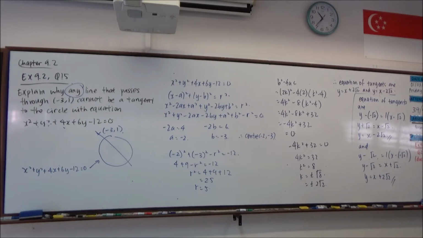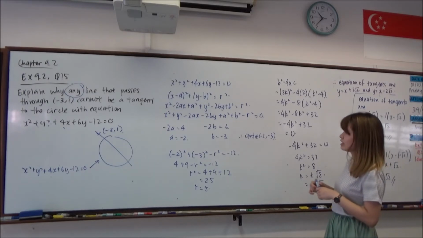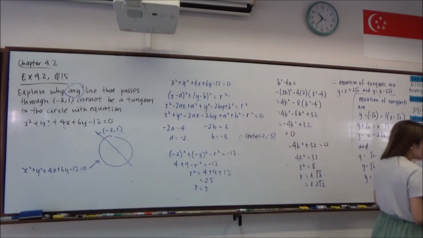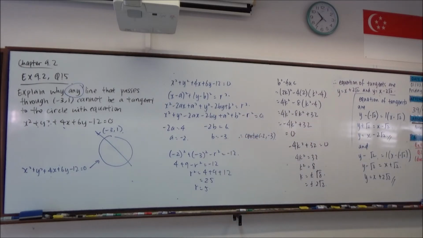Hang on. Let me think. Negative 3, 1. Sorry? What thing negative 3, negative 1? The question gave negative 3, negative 1. Oh yeah, sorry.